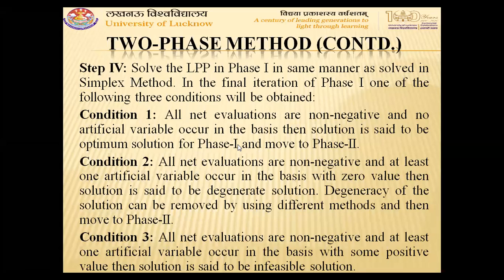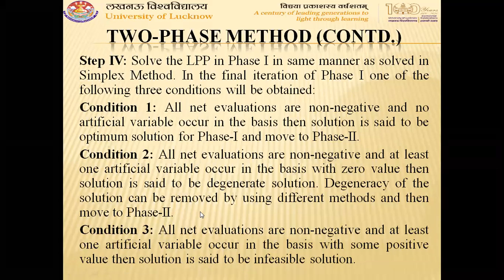The second condition is that all the net evaluations are non-negative and at least one of the artificial variables occurs in the optimum basis with zero value. That means in XB there will be an Ai which has value 0, and all the net evaluations are non-negative. In this case, the solution is said to be degenerate. And for moving to the next phase, it is required to remove the degeneracy. However, how to remove the degeneracy is not in the scope of today's lecture.